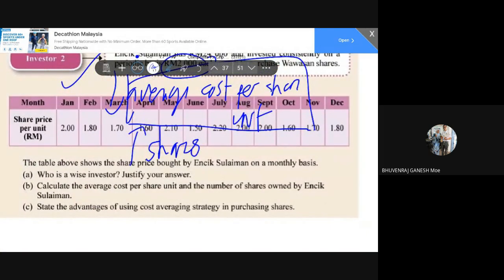So part B I don't want to do. Calculation we're not doing today. So part C for you, state the advantage of using cost averaging strategy. So advantages, two will be enough. Saves money. Yeah, correct, because you have lower average cost. Another one.